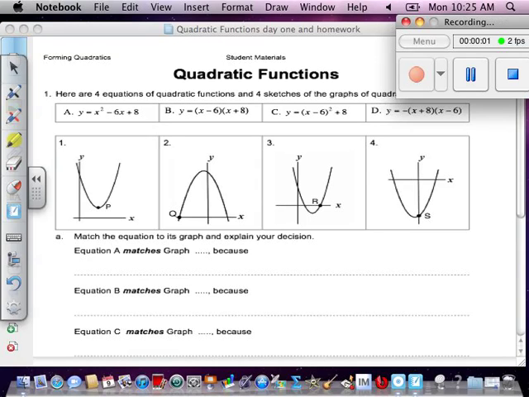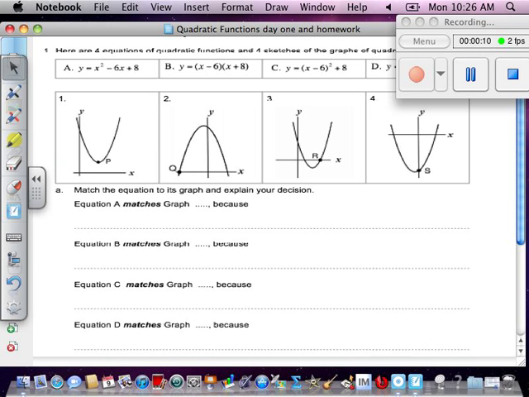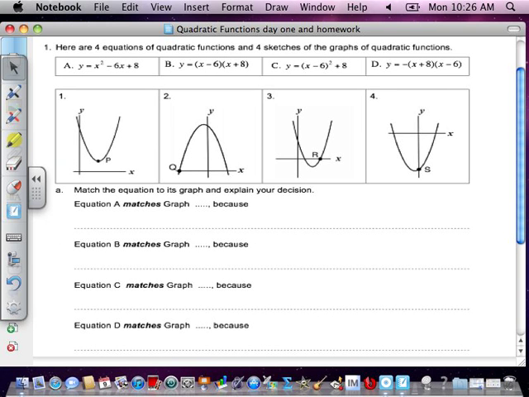Right, ladies and gentlemen, we are looking at quadratic functions. We've got 4 equations and 4 graphs that we're going to match, and we're going to tell why for each of these. Okay, so let's look at A, B, C, and D.